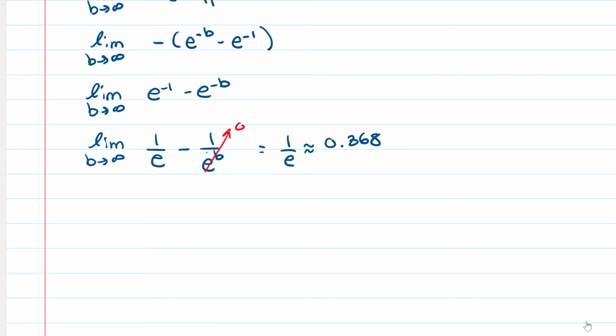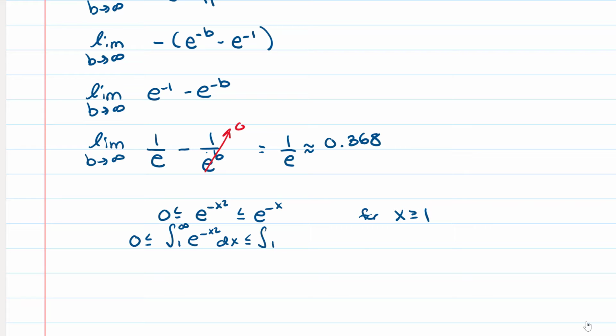Now what we need to do is write out a conclusion, because we started with a theorem and were trying to show something using it. So we have 0 is less than or equal to e to the negative x squared, which is less than or equal to e to the negative x for x values greater than or equal to 1. Now we want to go ahead and integrate. So 0 is less than or equal to the integral from 1 to infinity of e to the negative x squared, which is less than or equal to the integral from 1 to infinity of e to the negative x, again for x greater than or equal to 1.